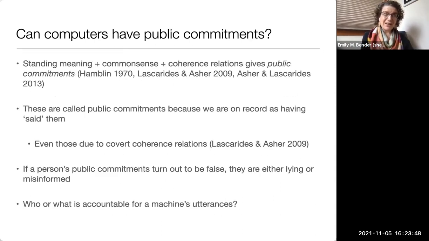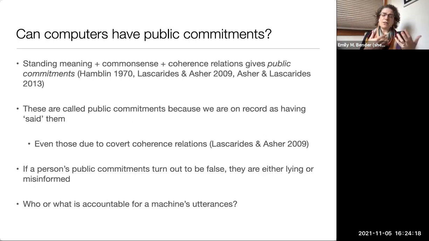All right, setting aside intent, can computers have public commitments? Remember that standing meaning and common sense and coherence relations give us the public commitments. What are you on record as having said when you've uttered something? And it's a fun, interesting thing that you can be on record as having said something, even when the coherence relation part is covert, not actually directly mappable to anything in the string.